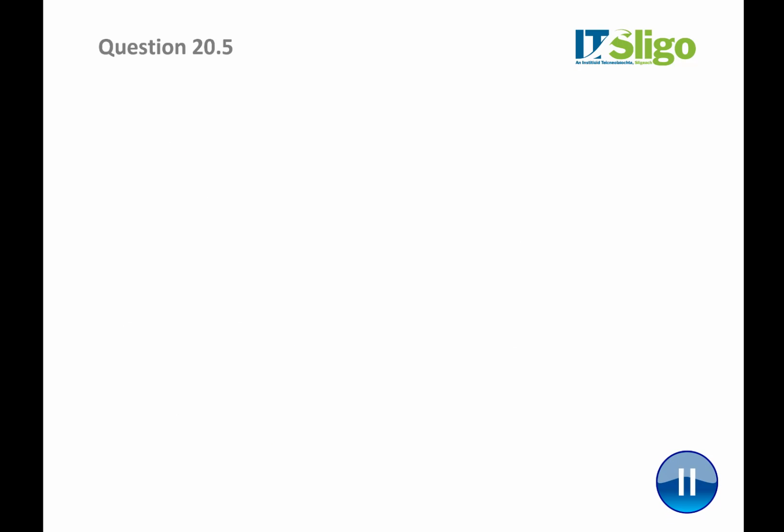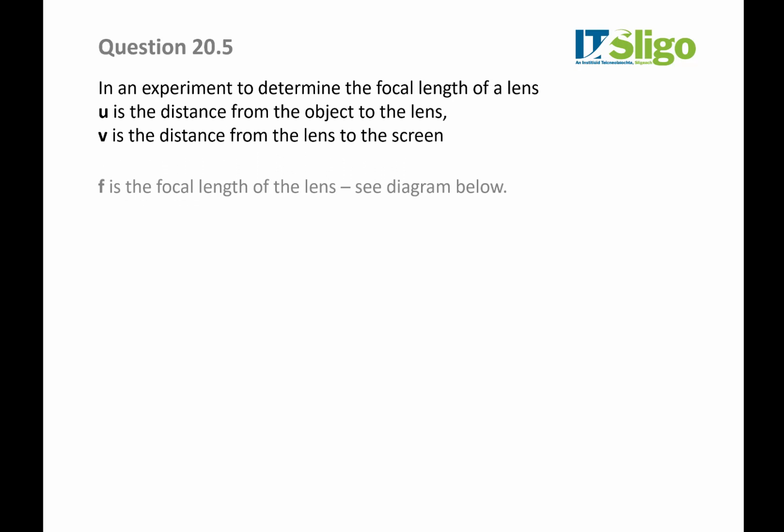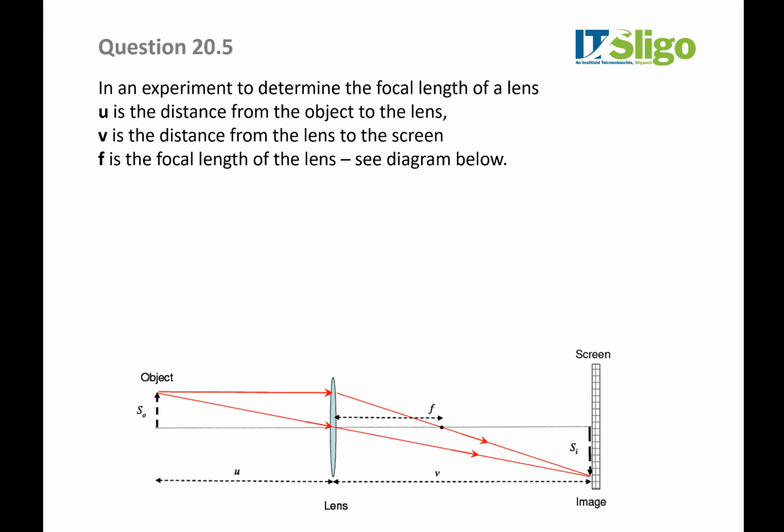So now, guys, there's an example here. I'm not sure if you do this in physics, but this is to do with measuring the focal length of a lens. So here's the lens. Here's an object. And u is the distance here. u is the distance from the object to the lens. You don't really need to know all this, but it's good to know.